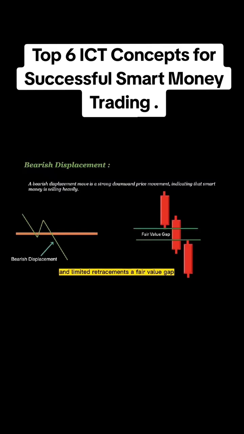A fair value gap, or FVG, between the candlesticks confirms the displacement. This gap shows that the market has dropped quickly due to large institutional selling. This type of move shows that institutions are driving the market down.